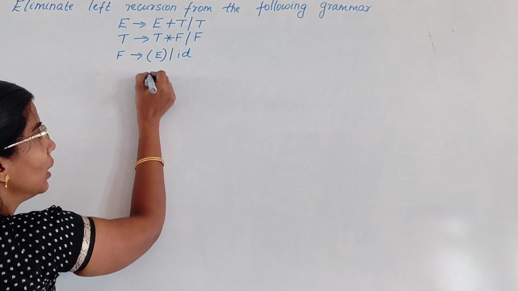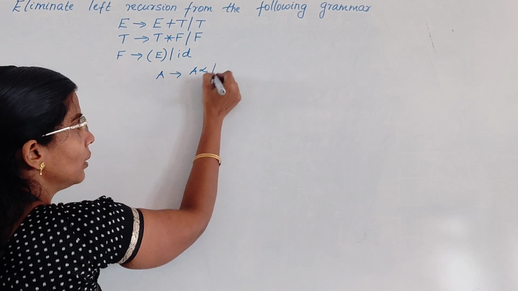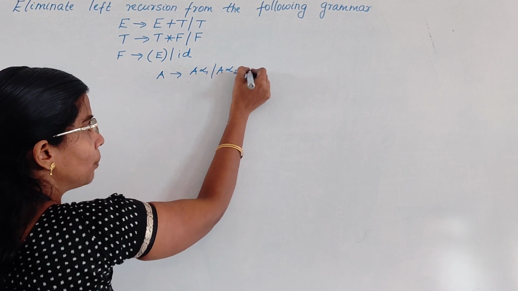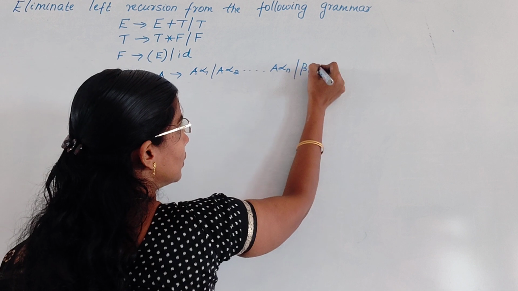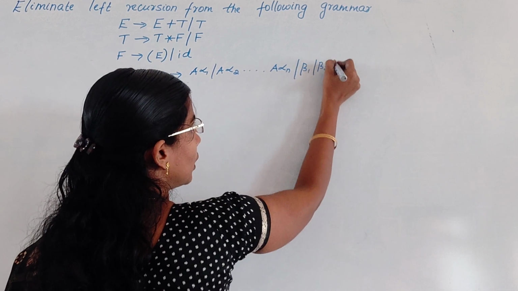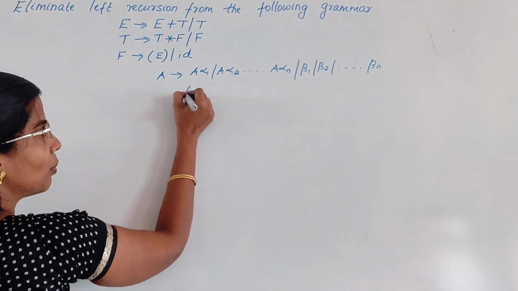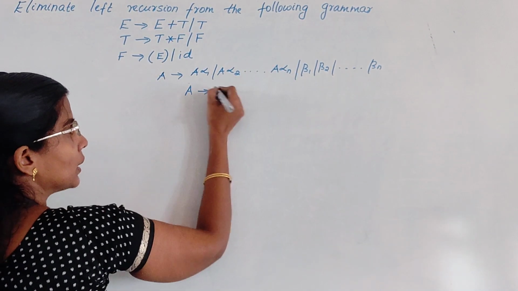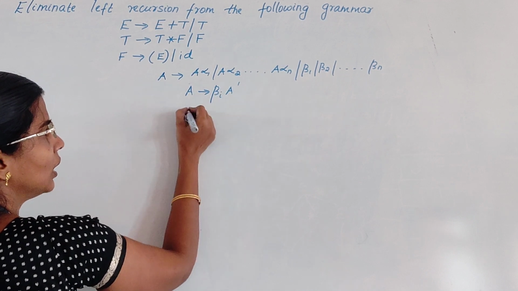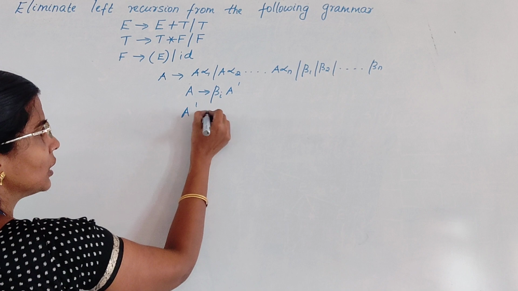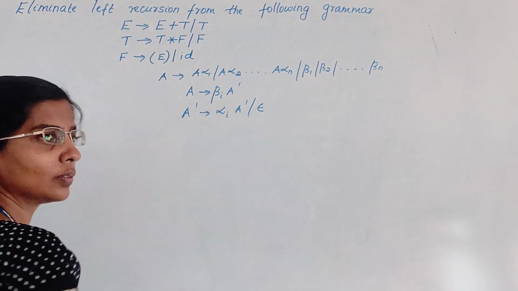What is that formula? A tends to A alpha 1, A alpha 2, up to A alpha n, and beta 1, beta 2, up to beta n. How to write it? A tends to the beta part first, beta I, A dash. Then you have to write what A dash is: alpha I, A dash, or epsilon.